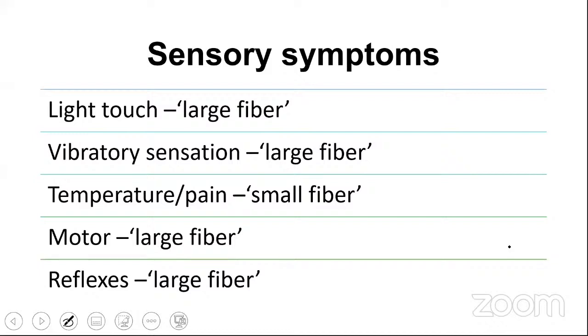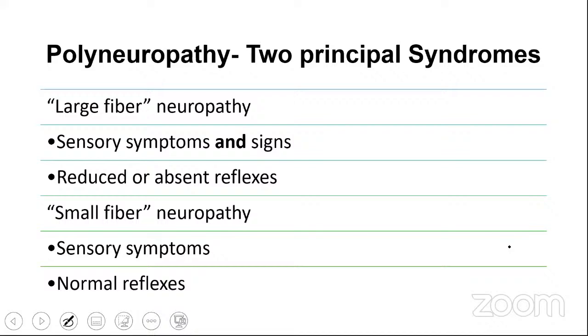Small fibers are free nerve endings that are present in the arms, the hands, and the feet. If they are disturbed, you get a continuous burning sensation or burning feet syndrome. There, the touch is preserved, but you get severe pain. These are small fiber neuropathies. There are two principal syndromes in neuropathy. You should remember: large fiber neuropathy, sensory symptoms and signs, reduced or absent reflexes. Small fiber neuropathy, a lot of sensory symptoms but normal reflexes.